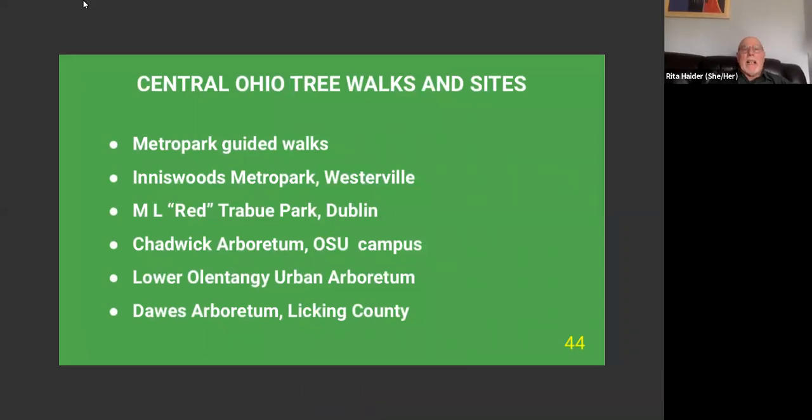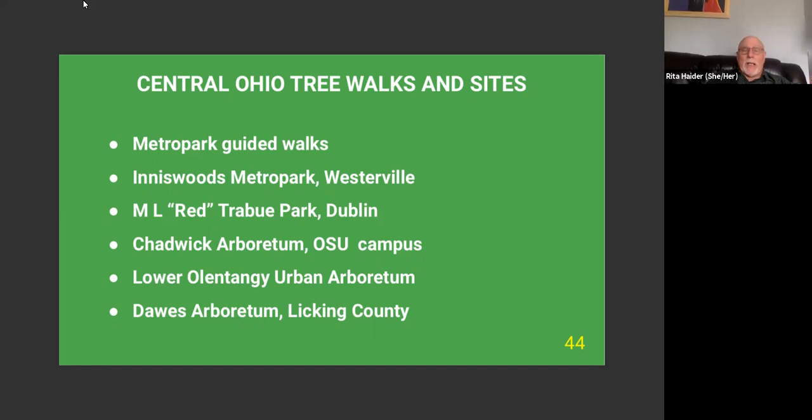Finally, last slide here, Central Ohio tree walks and sites, places to go to look at trees. I like the Franklin County Metro Park. I love the guided walks. They were until COVID, and I think they will be picking up again the organized walks, and hopefully they'll post those on the website. They have a tree identification walk somewhere in the county just about every month. They have a lot more than they used to, which is nice. It's a good place to learn.